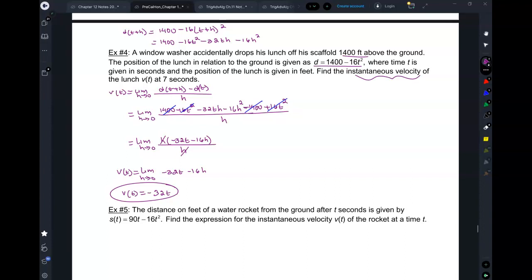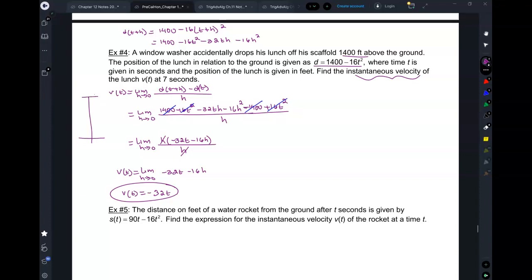At t equals 1, the velocity is negative 32 times 1. At t equals 2, negative 32 times 2. Does it make sense that the velocity is increasing? Yeah, because as it's falling, it gets faster. It's accelerating. So let's take a look at what's happening.